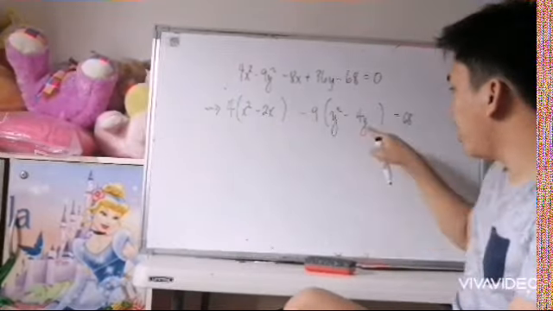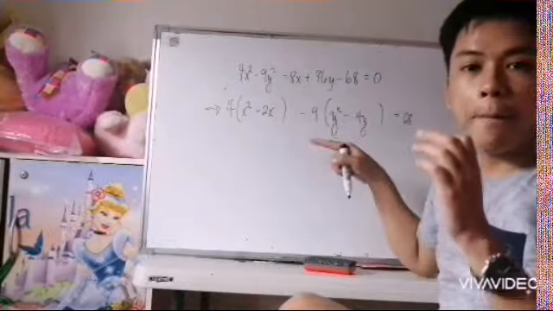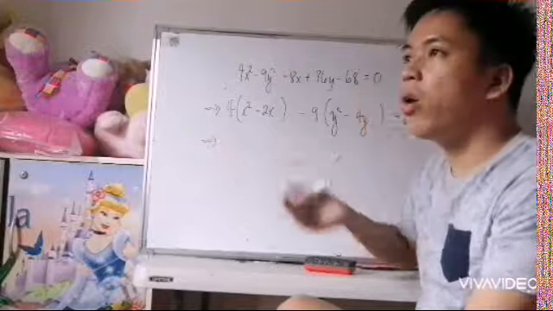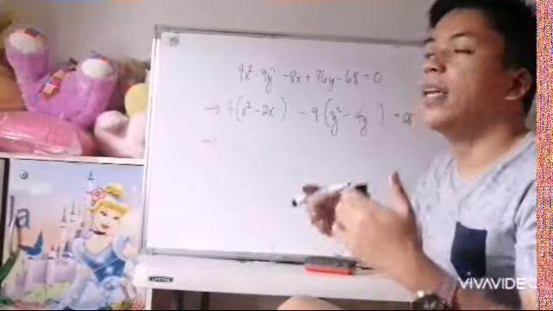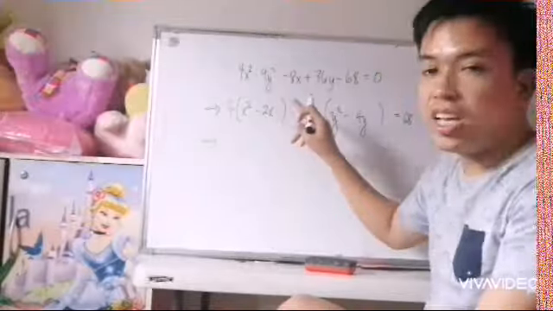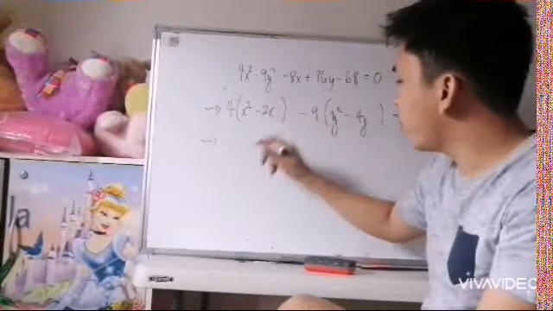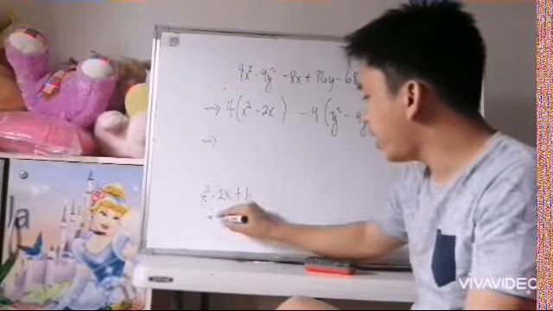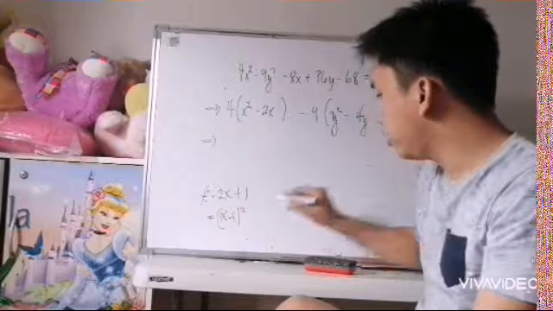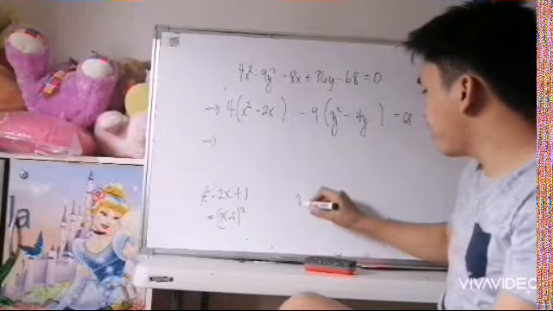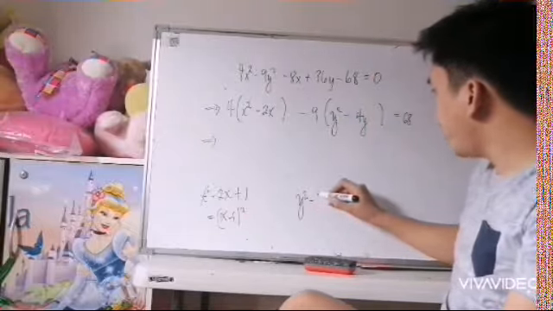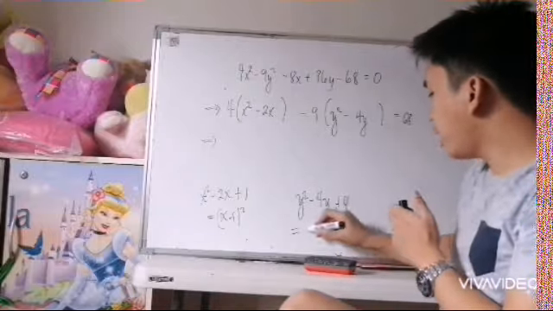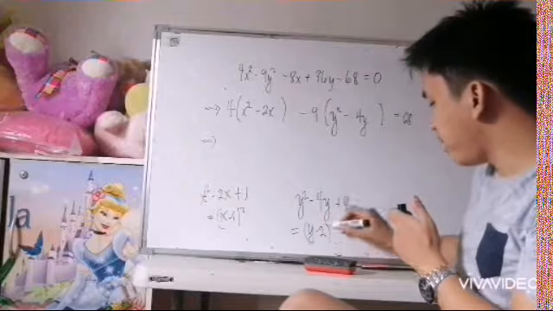So your next goal is to convert these terms into perfect squares. We can recall our skills back in elementary algebra: for x squared minus 2x, if I add 1, I'll get x minus 1 quantity squared. Same with this, y squared minus 4y, if I add 4, I'll get y minus 2 quantity squared.